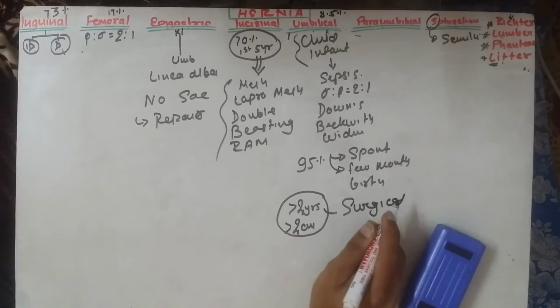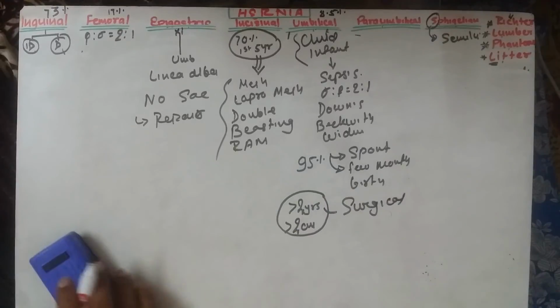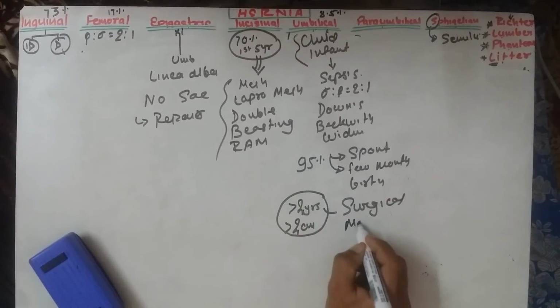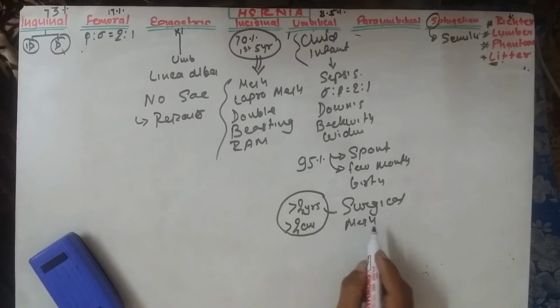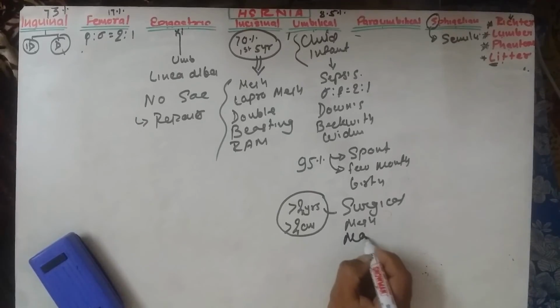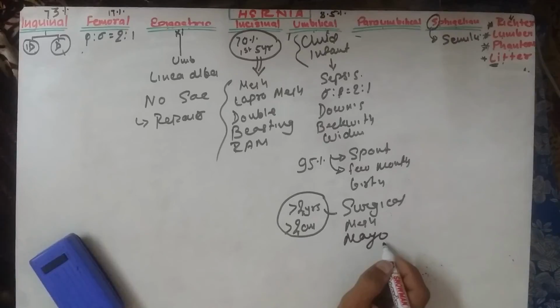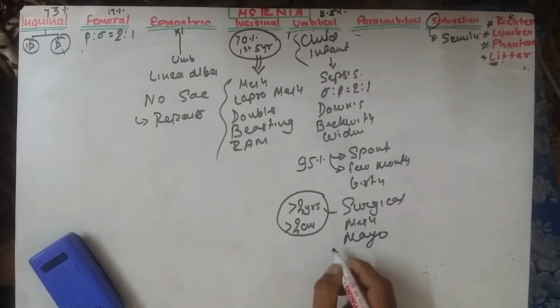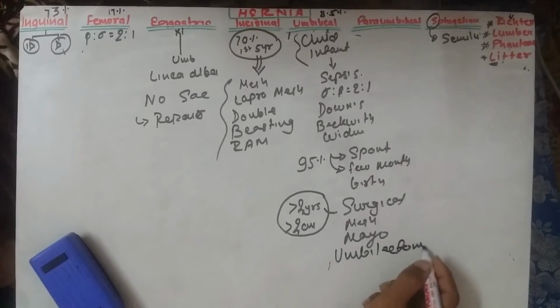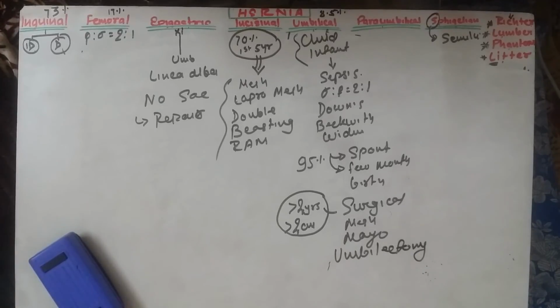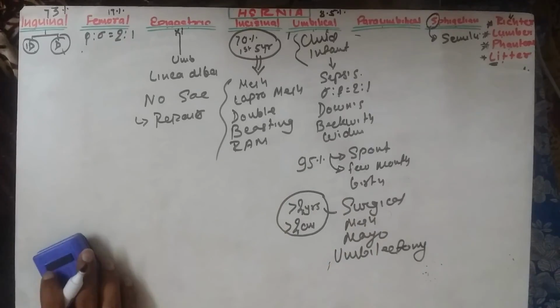And for surgical repair, again we will go for either mesh repair or laparoscopic mesh repair, or we can also go for Mayo's operation. Okay, and in a very severe case we may also have to go for umbilectomy with repair by mesh. So this was the umbilical type.